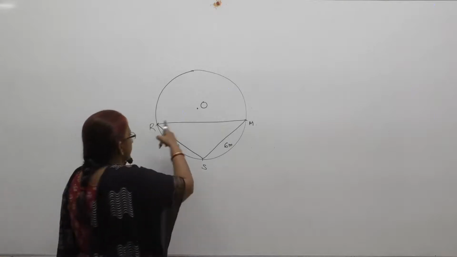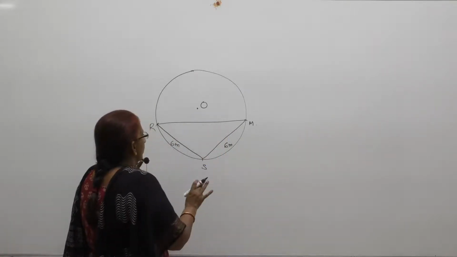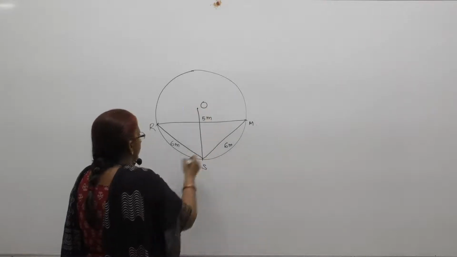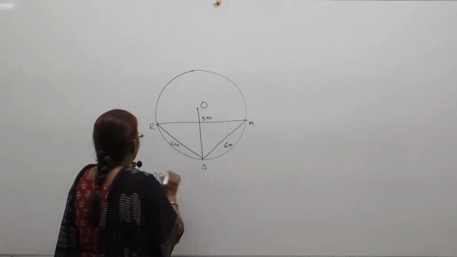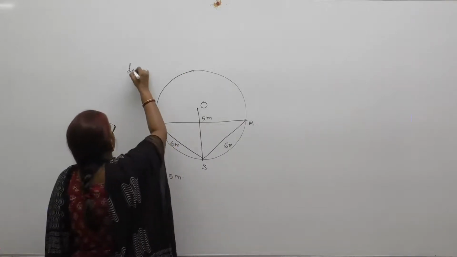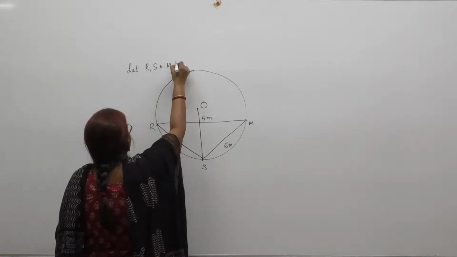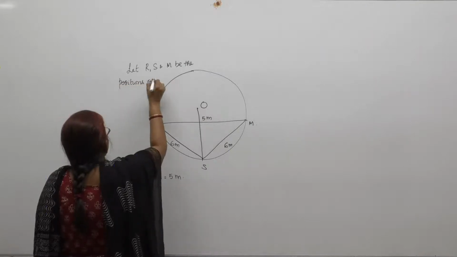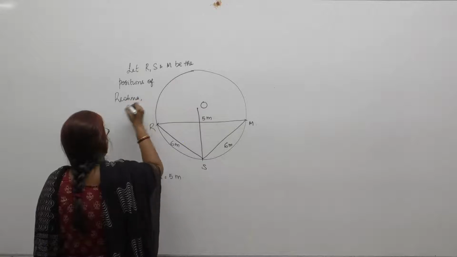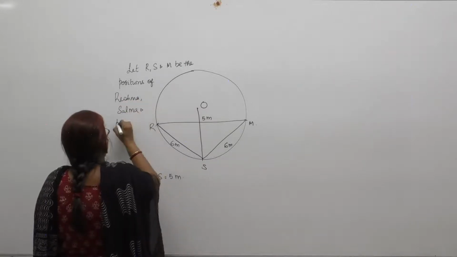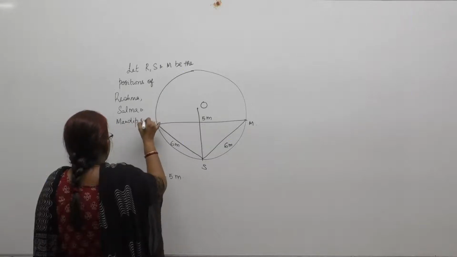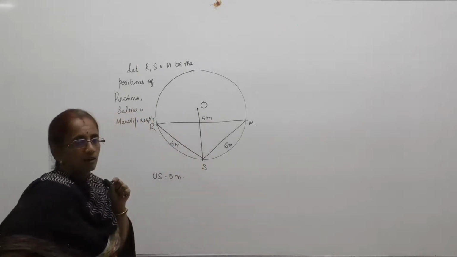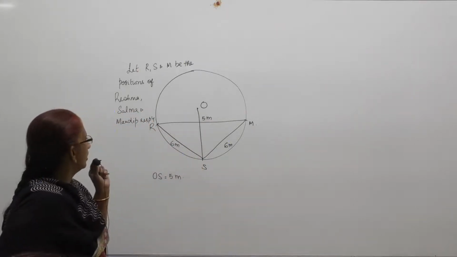You're supposed to find the distance between Reshma and Mandeep. You've been given that the radius of the circle is 5 meters. OS is 5 meters. When you write, you need to say that let R, S, and M be the positions of Reshma, Salma, and Mandeep respectively. This you'll mention. You'll also say that O is the center of the circle on which these 3 girls stand. That also you'll mention, okay?